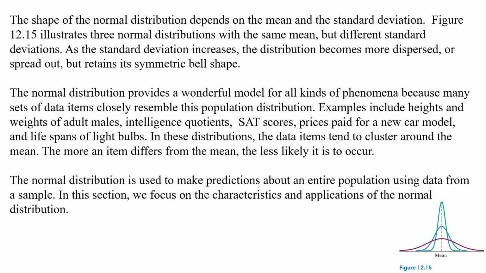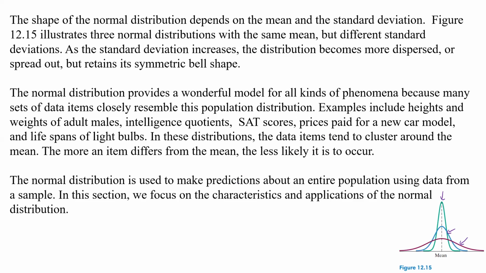Now, the shape of the normal distribution depends on the mean and the standard deviation. So figure 12.15 down here illustrates that. It's a small picture, but that's the way it is. It has three normal distributions with the same mean. So if you notice, they all line up right here at this mean. But because they have different standard deviations, they have different shapes. As the standard deviation increases, the distribution becomes more dispersed or spread out, but it still remains a symmetric bell shape. So here we have a very small standard deviation. Here the standard deviation is getting bigger, and here our standard deviation is even larger.